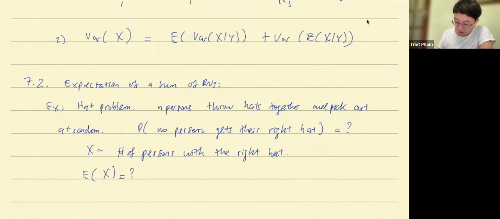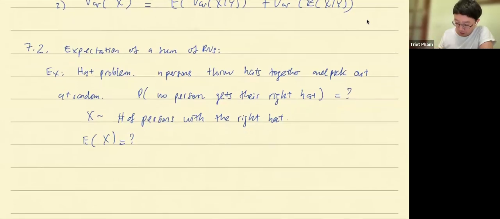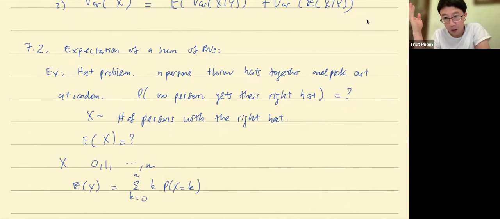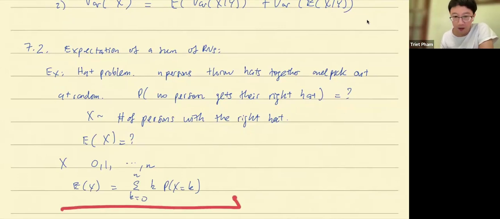The reason is the following. If you think of X as a random variable, it takes values in 0, 1, up to n, because no person can get the right hat, one person, up to n persons. Then you may think that the expectation of X is the sum over K of K times the probability X equals K, where K runs from 0 to n. That formula is correct, but no one will give you any credit for writing this down because you're just writing down a definition. The whole point is to calculate out what this is.